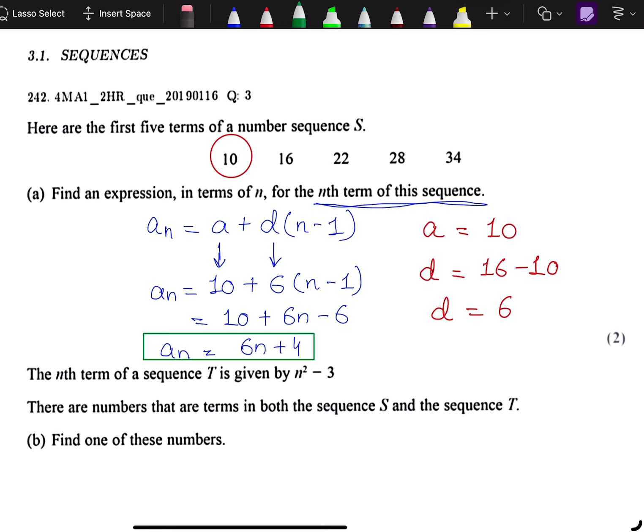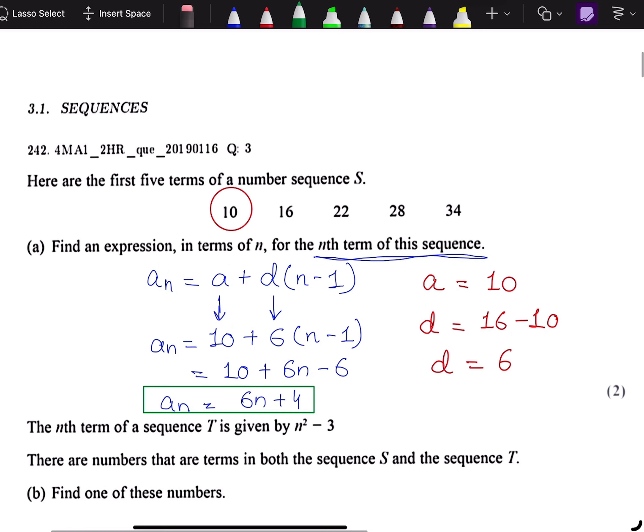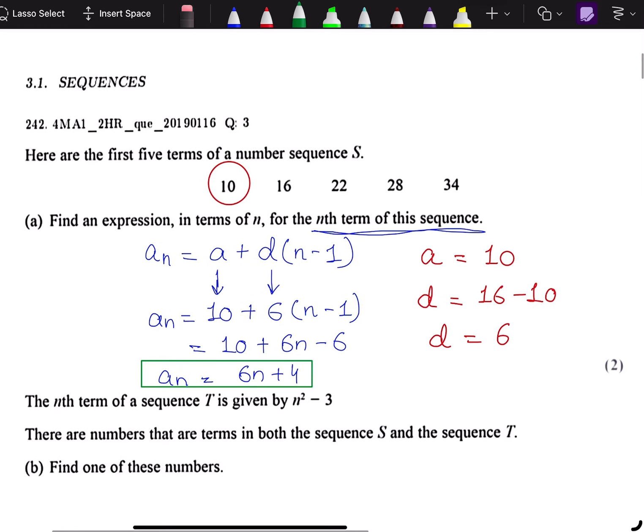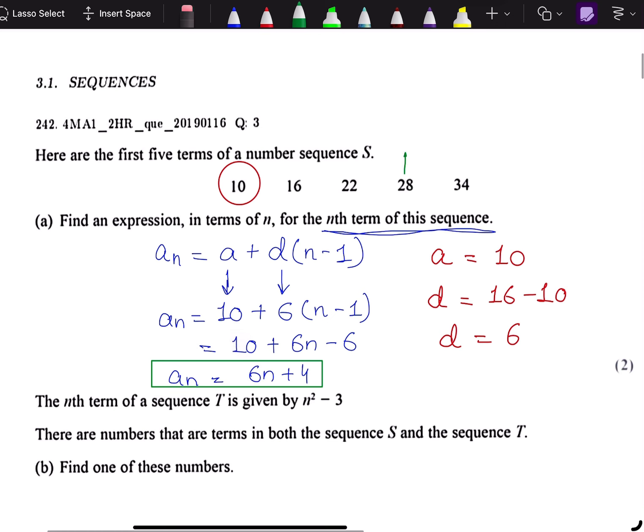And if you want to cross check, you can cross check your answer as well. For example, if I want to check that it will match the fourth term of the sequence, here I can see that my fourth term is 28. So I can take n equals 4 and plug it into this formula. 6 times 4 will give me 24, and 24 plus 4 will give me 28. So yes, it's matching my sequence. That's the right answer. This will award you 2 marks.